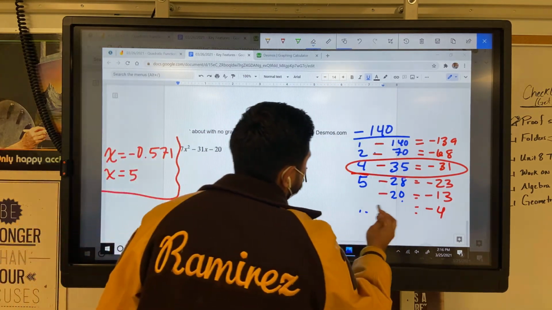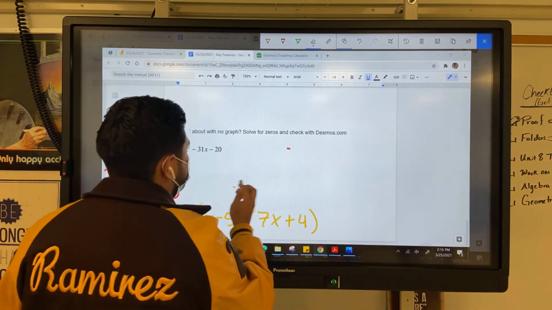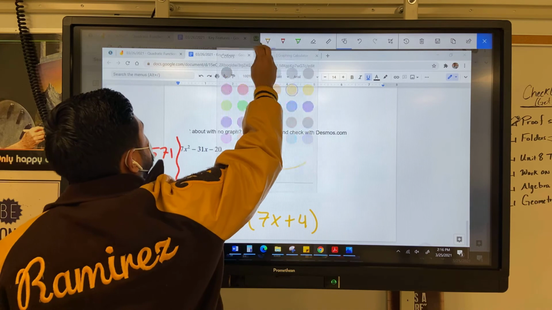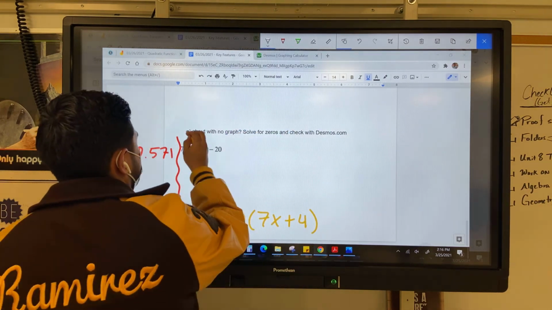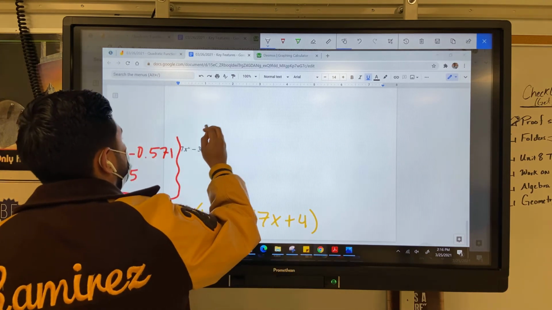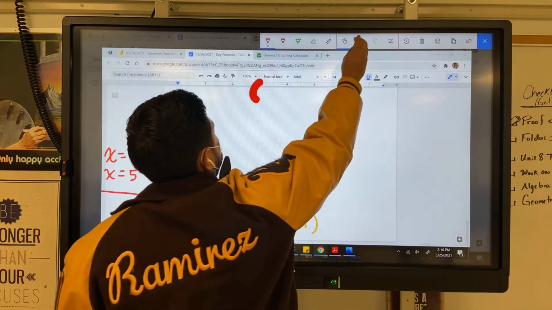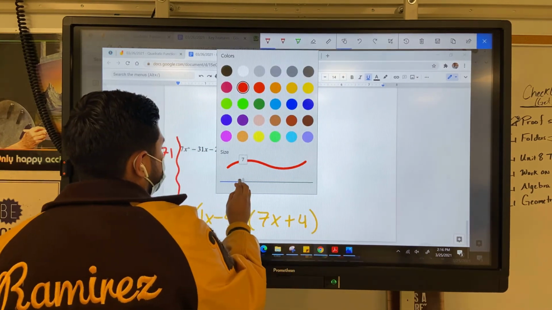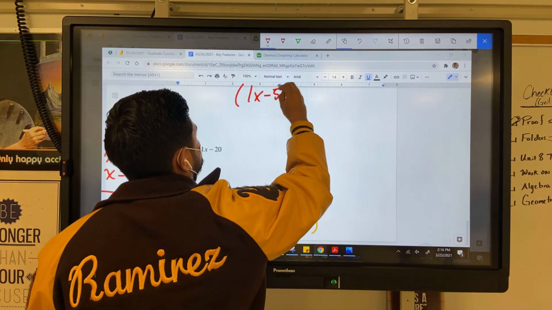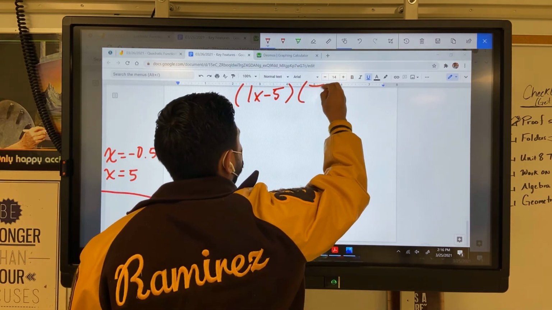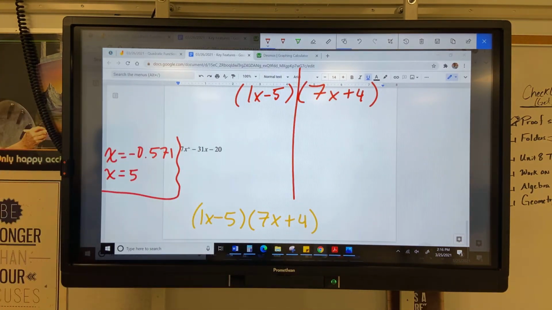Erase, erase, erase. What am I going to do next? I'm going to solve the factors. Okay? Solving the factors to see if our answer is correct. Okay, I'm going to rewrite it. So we got 1x minus 5, and then 7x plus 4. Remember what I said? Break it up. We're solving with 0.